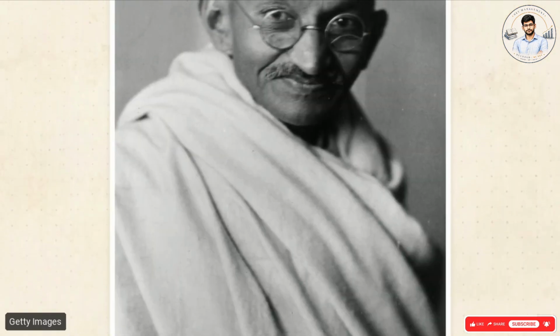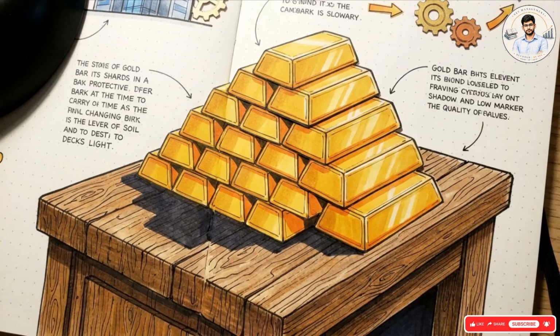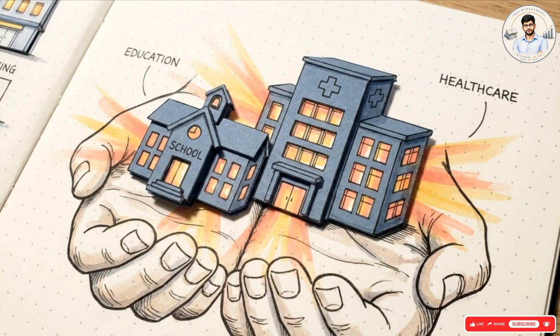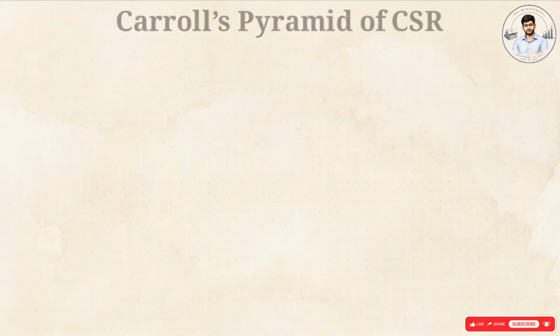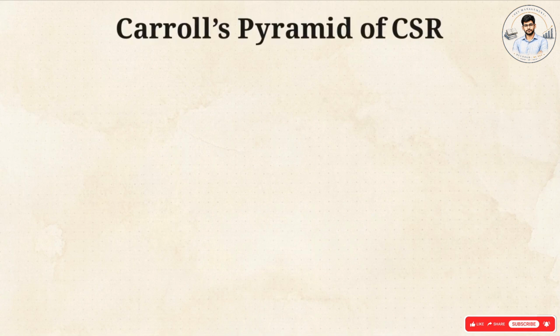On the exact opposite end of the spectrum is Mahatma Gandhi's trusteeship model. This philosophy argues that corporations do not truly own their massive wealth. Instead, they merely hold it in trust on behalf of the public and are obligated to use it for the betterment of society. Today, we rely on Carroll's pyramid to map out these obligations.